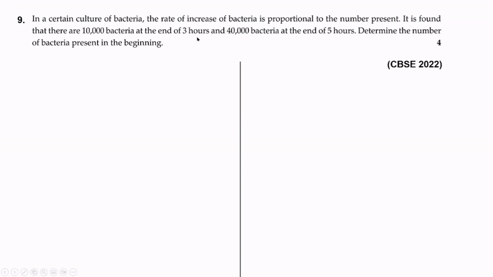So here they have given the rate of increase of bacteria is proportional to the number present. So it is a population growth model. And they have given at the end of 3 hours there are 10,000 bacteria, and at the end of 5 hours there are 40,000 bacteria. We have to find the number of bacteria which is present at the beginning. So here let P of t be the population of the bacteria at any time t. First we have to derive the population growth model. Deriving the model carries 2 marks.